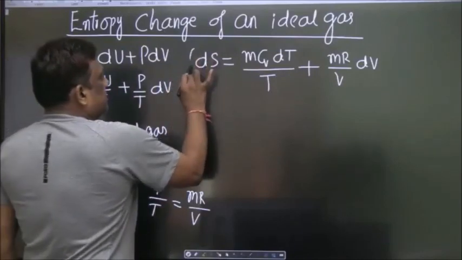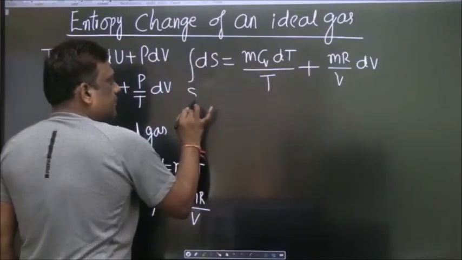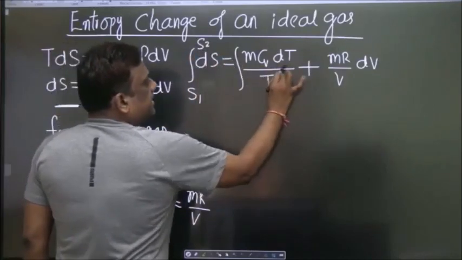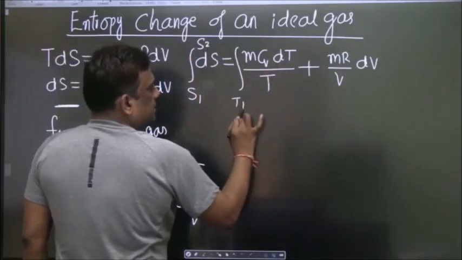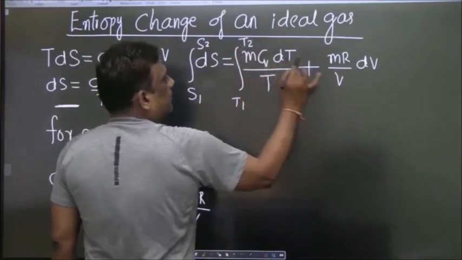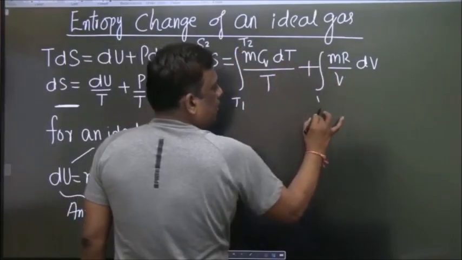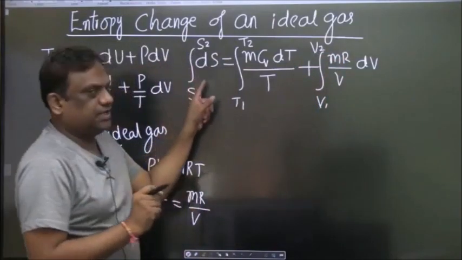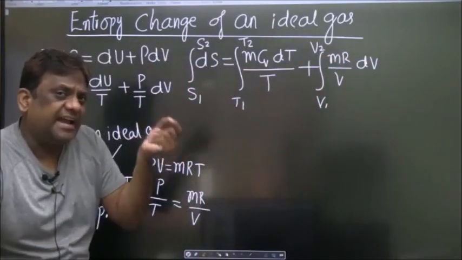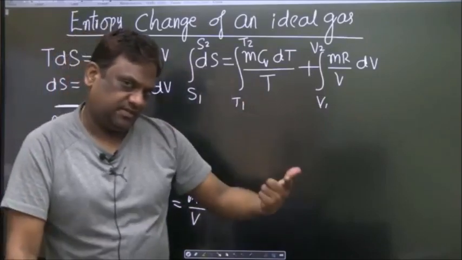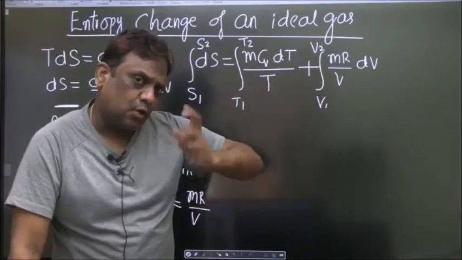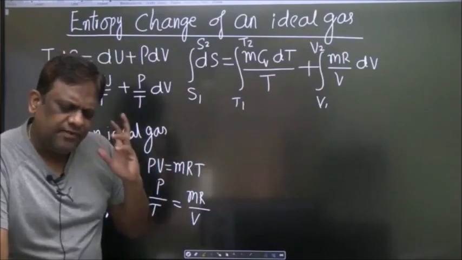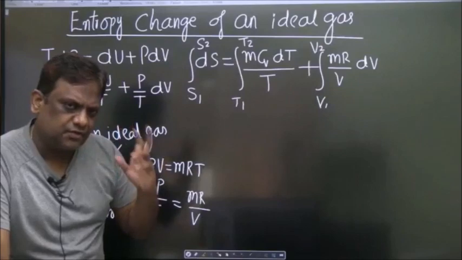Let us integrate this. The entropy is changing from S1 to S2. Here it is dT, so temperature is changing from T1 to T2. Here it is dV, volume is changing from 1 to 2. We are trying to find out the entropy change undergone by an ideal gas in any process. That ideal gas may undergo constant volume, constant pressure, any process, but we are trying to find out the entropy change for an ideal gas.